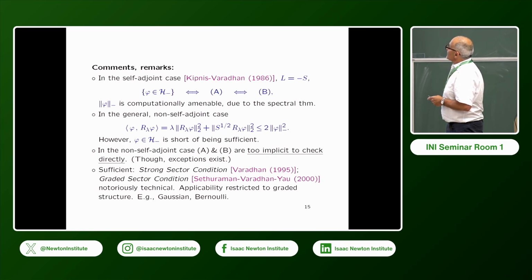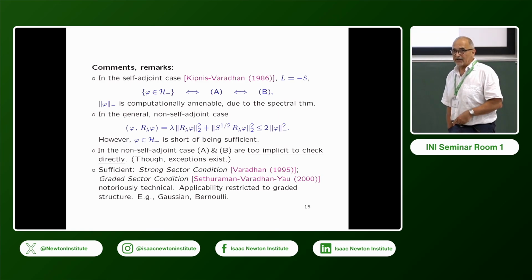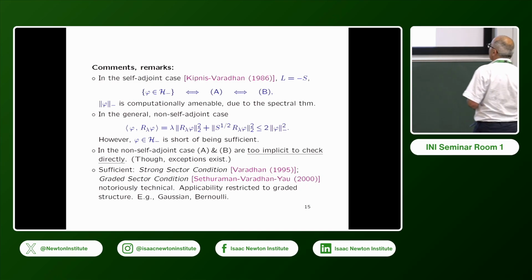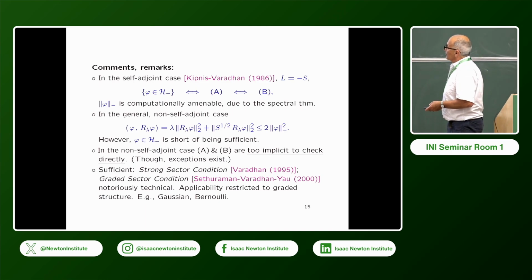In the original Kipnis-Varadhan formulation, when it was self-adjoint, these conditions were all equivalent, just saying that phi is in H^-1. And in all the applications, whether a function is in H^-1 or not, on its own, is computable, or easier to compute, or maybe not computable.